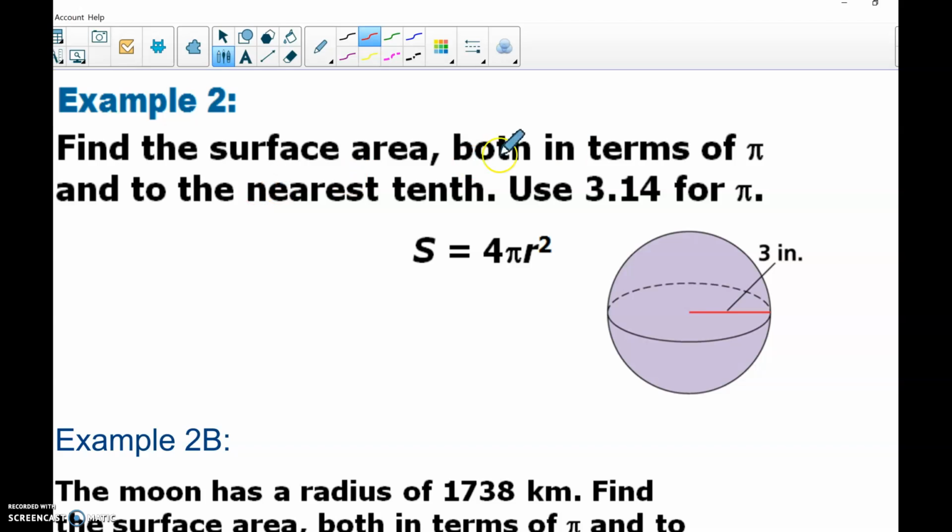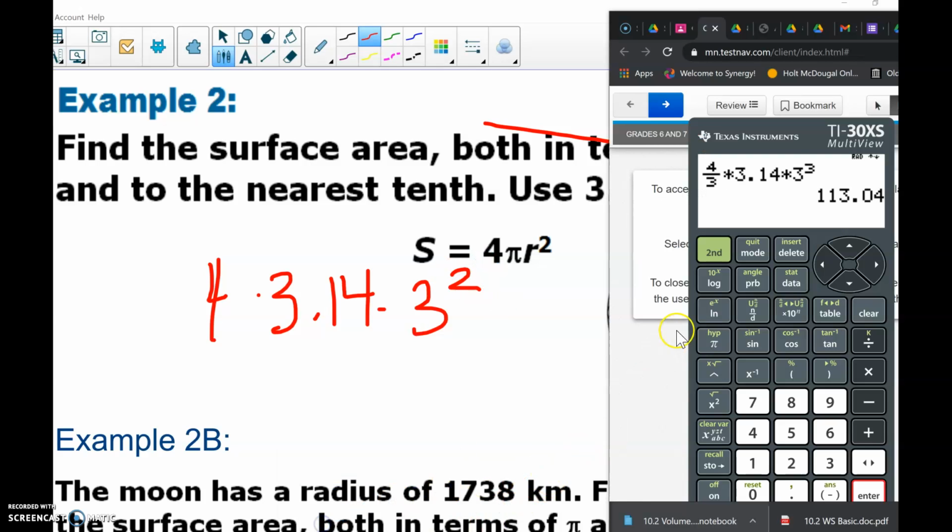So here I have, we're not going to do in terms of pi. Nearest tenth, here's our sphere. The radius is 3. So we'll do 4 times pi times the radius, which is 3, squared. Okay, so 4 times pi. We're doing surface area, so we're using this formula.